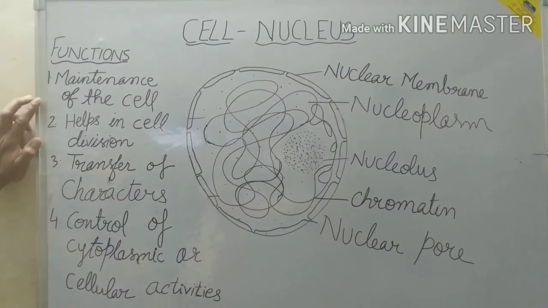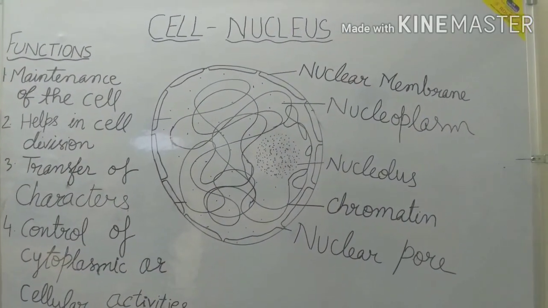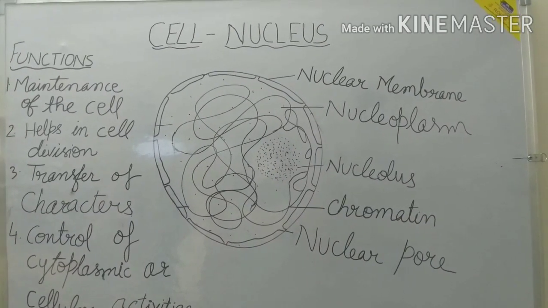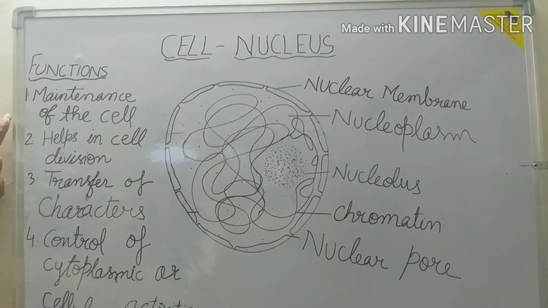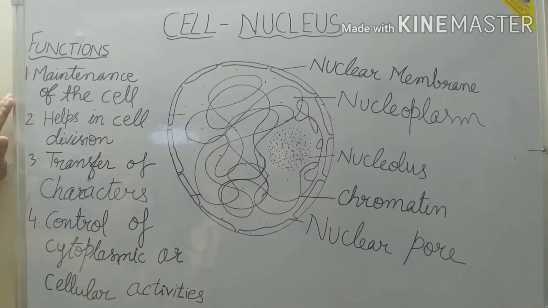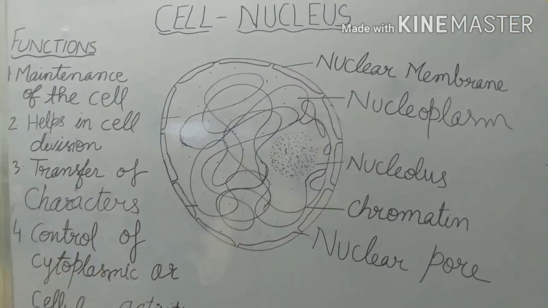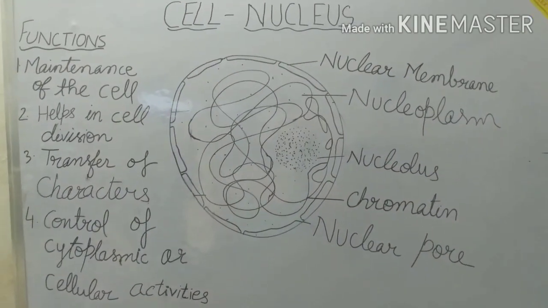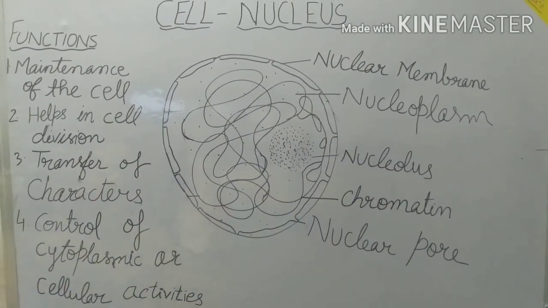Now the first, main function is the maintenance of the cell. At the time of cell division, it decides which form the cell will take after maturity. Secondly, the way the cell will develop is also decided by the nucleus.